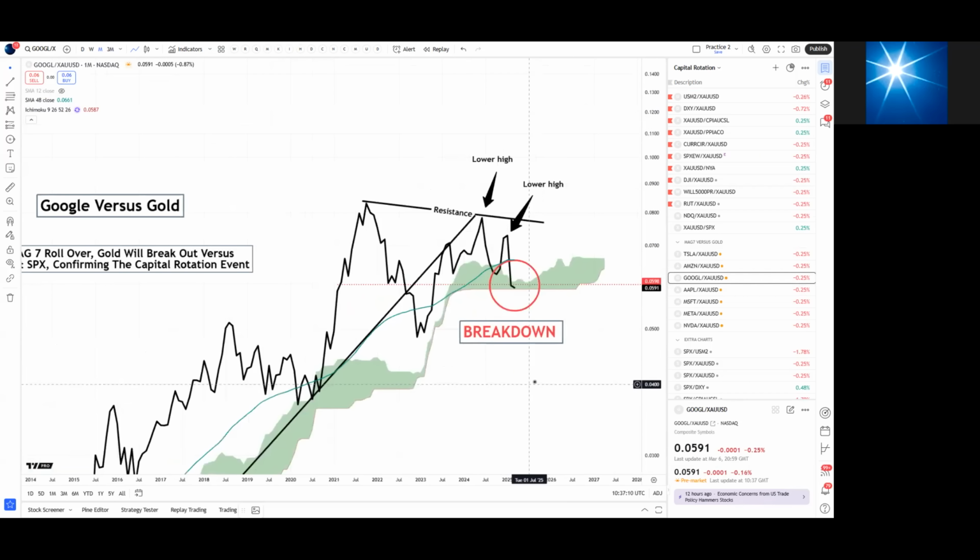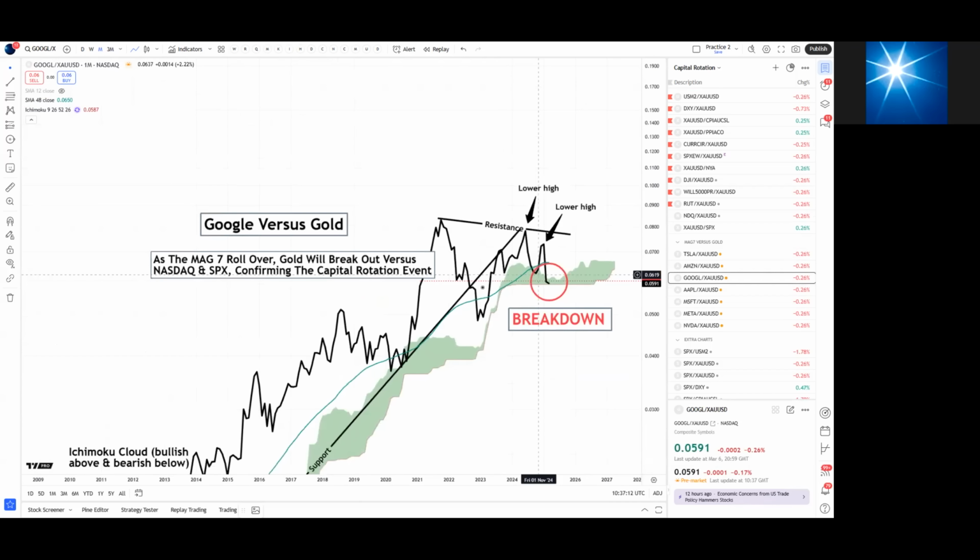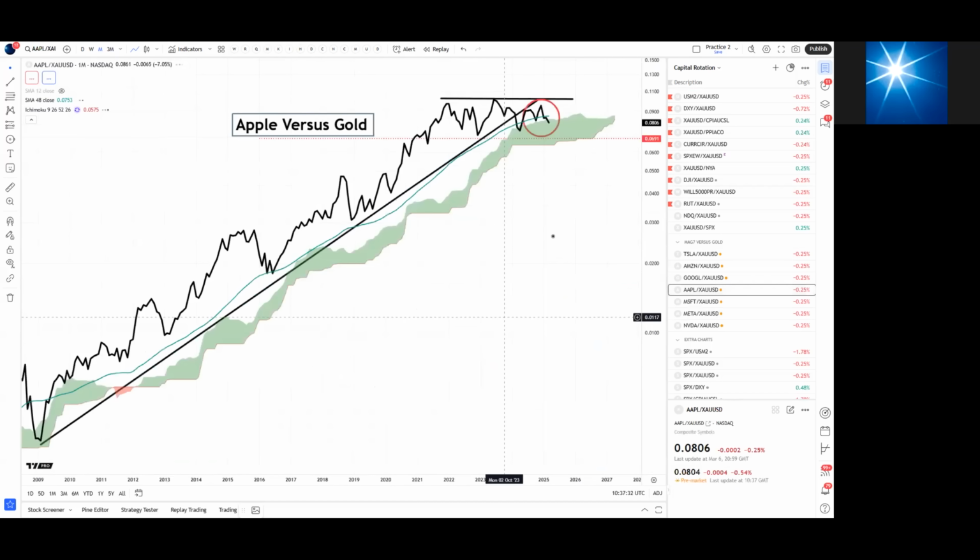If I just zoom out a little bit, you can see we've formed what to me looks like some sort of topping structure here. And the chart is breaking in a downwards direction at the moment. Regardless of that, we are not bullish on Google unless we were to break out above that resistance line at the top there. But that isn't happening at the moment. Chart is moving to the downside, so that is not good for Google.